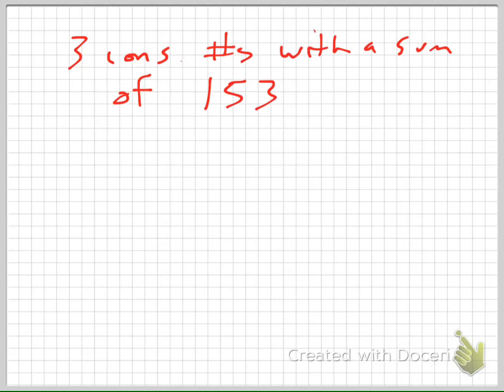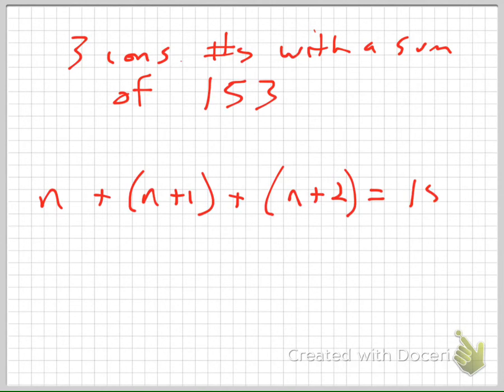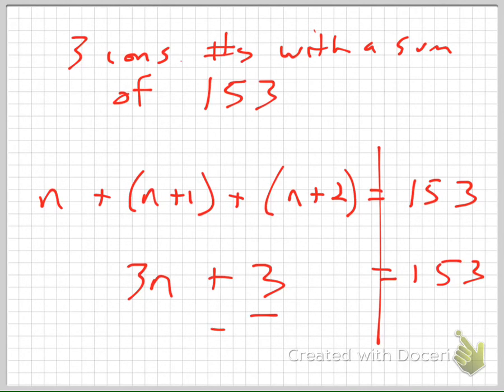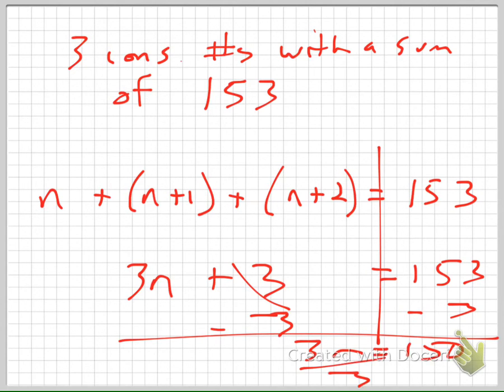All right, here's the deal. What you need to do here is n plus (n plus 1) plus (n plus 2) equals 153. Right? Simplify this. What's it come out to? 3n plus 3 equals 153. Minus 3, minus 3. 3n equals 150. Divided by 3, divided by 3. n equals 50. So what are the 3 numbers then? 50, 51, and 52. Right?